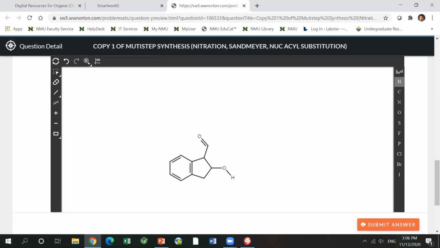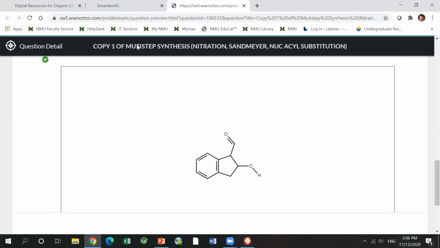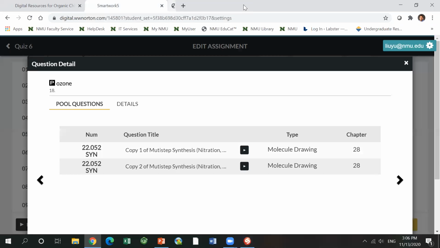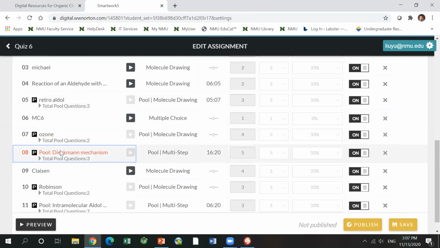And for the second question, it's pretty similar. That's just the general 5-membered ring. The second one is a 5-membered ring, or probably a 6-membered ring. Okay, so we come to question 8.